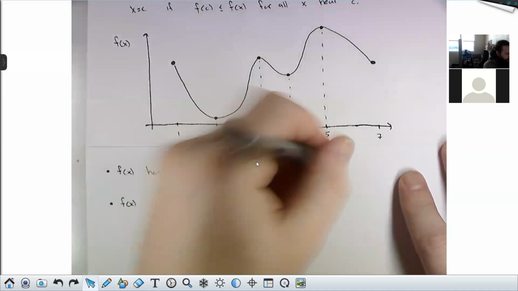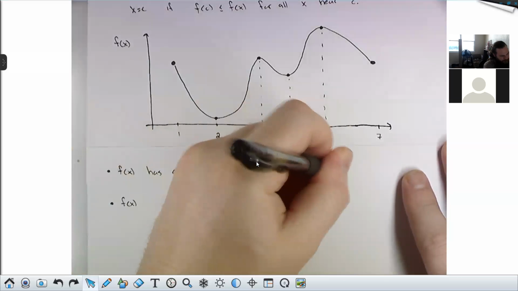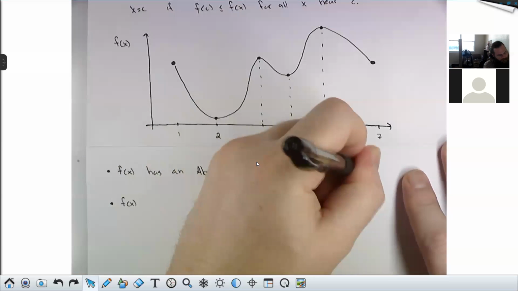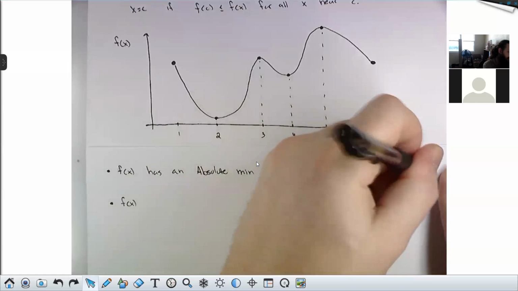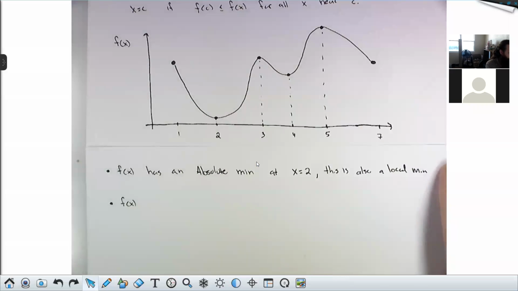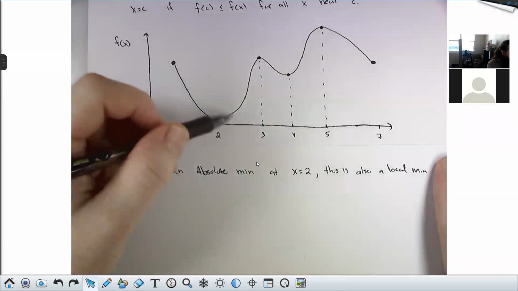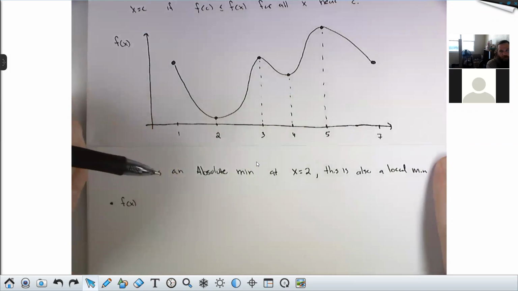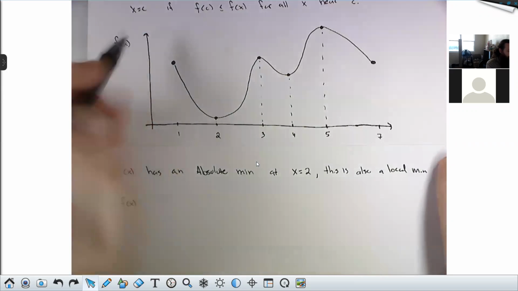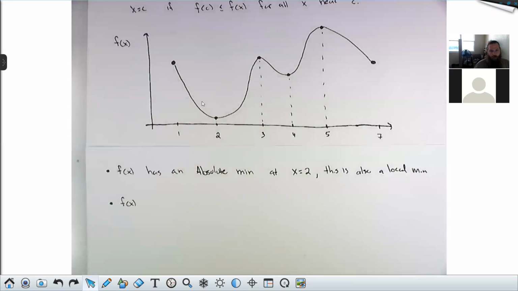Because it's the lowest point on the graph anywhere, it's an absolute min. And if I pay attention just to what's going on nearby, that's the lowest point as well. So this is a local min, and it's also an absolute min.